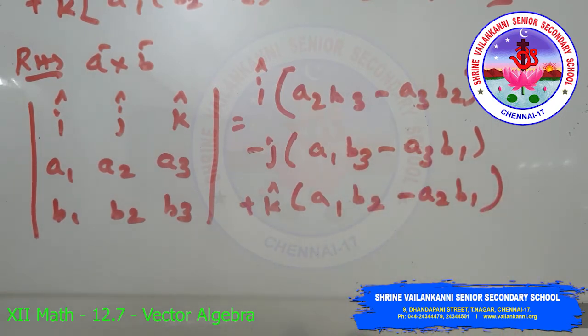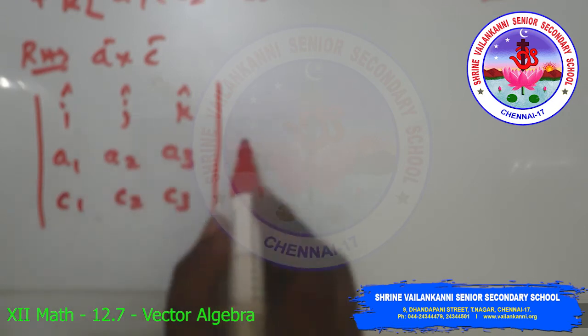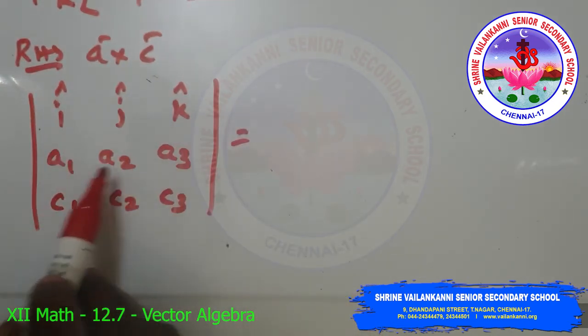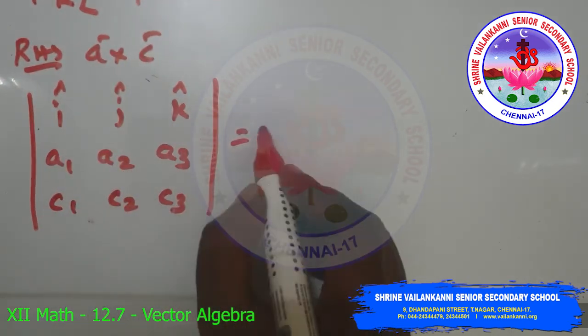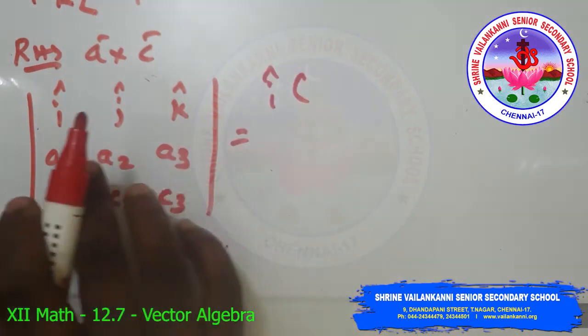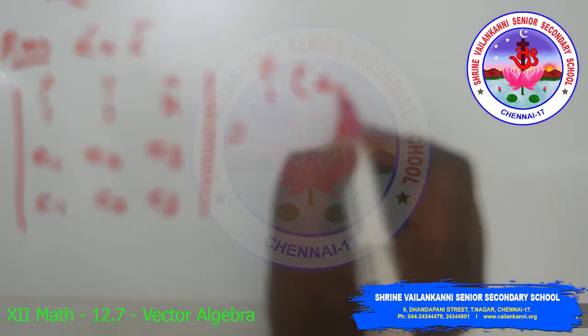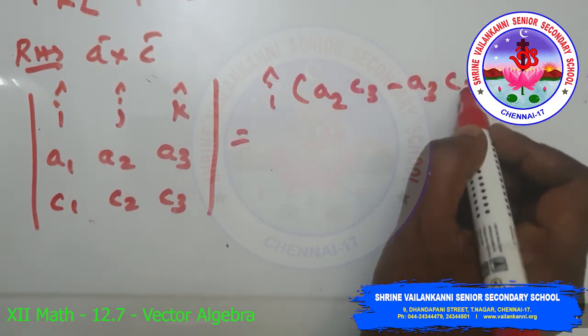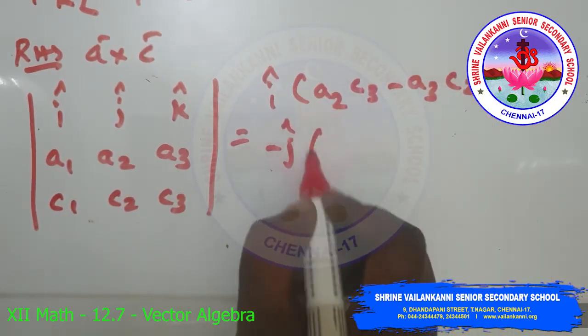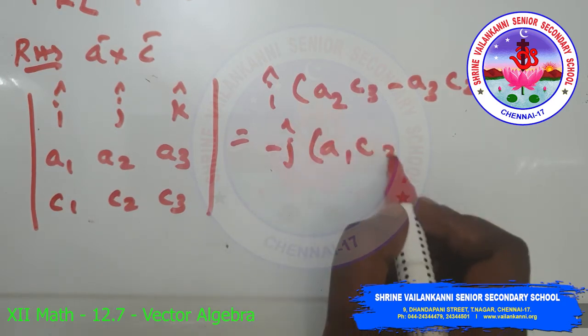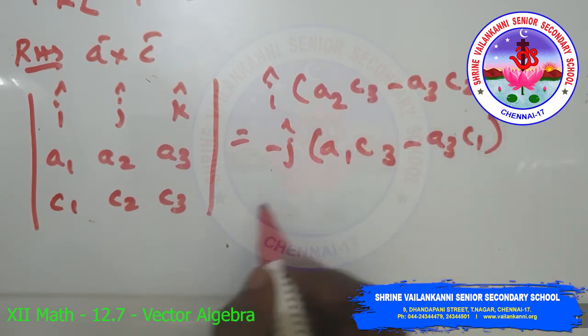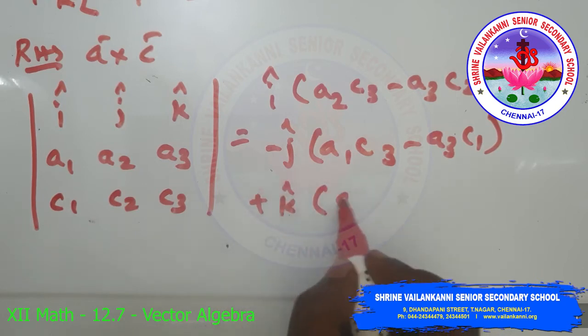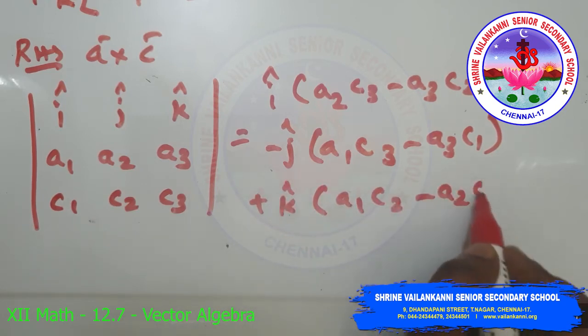Then we need to find A cross C using the determinant form. A cross C is the determinant with rows i, j, k; A1, A2, A3; C1, C2, C3. So i into (A2 C3 minus A3 C2) minus j into (A1 C3 minus A3 C1) plus k into (A1 C2 minus A2 C1).